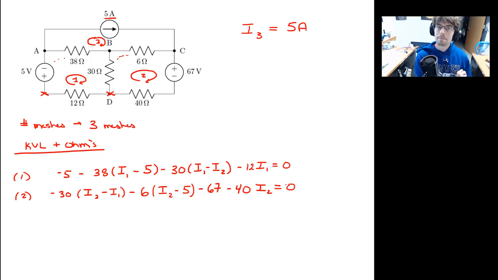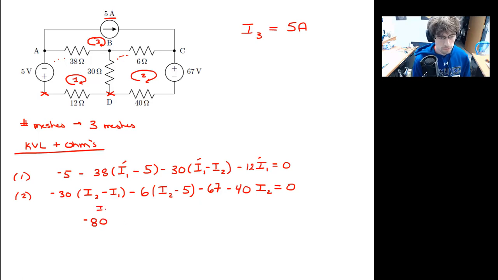Right? Well, now, again, we're in a situation where if we place this into standard form, we can invert the matrix and solve. So one last great hurrah. So let's go ahead. I have I1, 38. I have minus 30, so that's negative 68 minus another 12. So I have a negative 80.